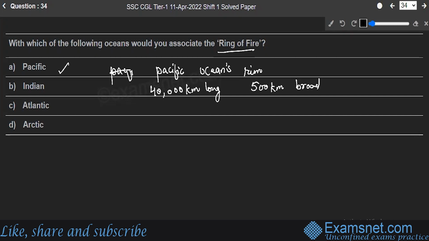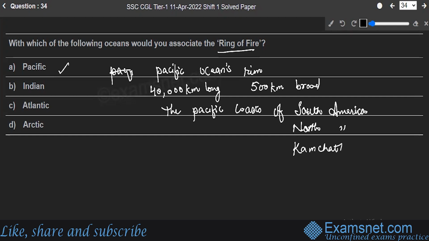So what are these? I'll write them down. The Pacific coasts of South America, North America, Kamchatka, and certain islands of the Western Pacific Ocean. So they make up the Ring of Fire.